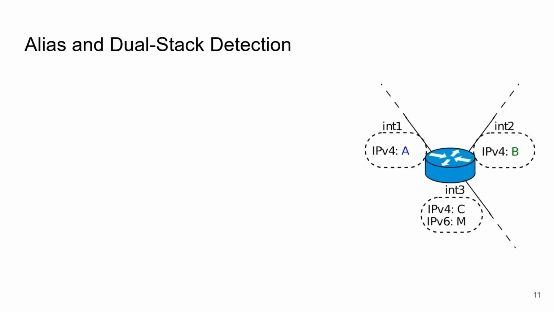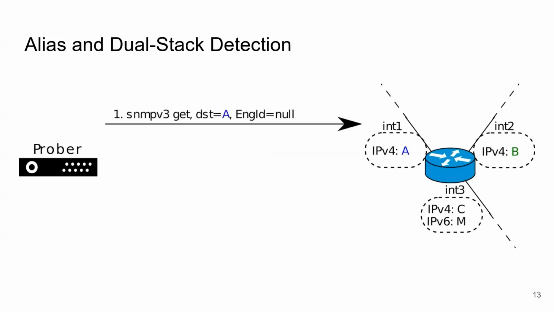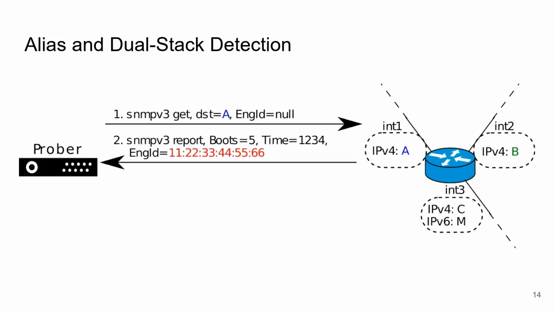Now let's see how we can use SNMP for alias and dual stack detection. Consider this router with three interfaces. We start by sending an unsolicited packet to destination A. We note the response's three unique identifiers: the engine ID, engine boot, and engine time.